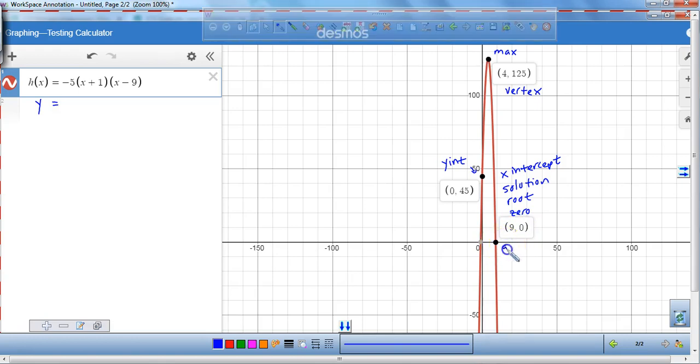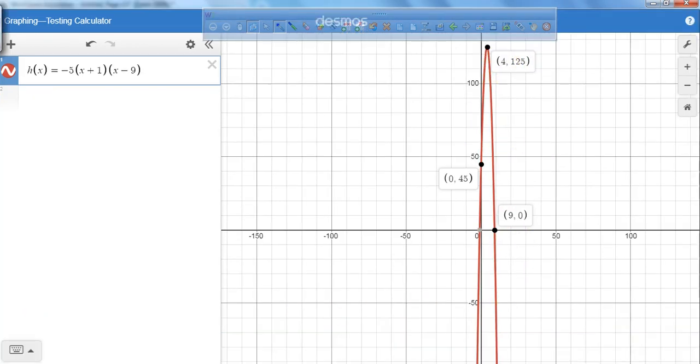Right here we consider this to be the ground level. So that's 9 seconds. Our platform height is 45, and our maximum height is 125 meters. And if they asked us how long did it take to reach the maximum height, the answer would be 4 seconds.